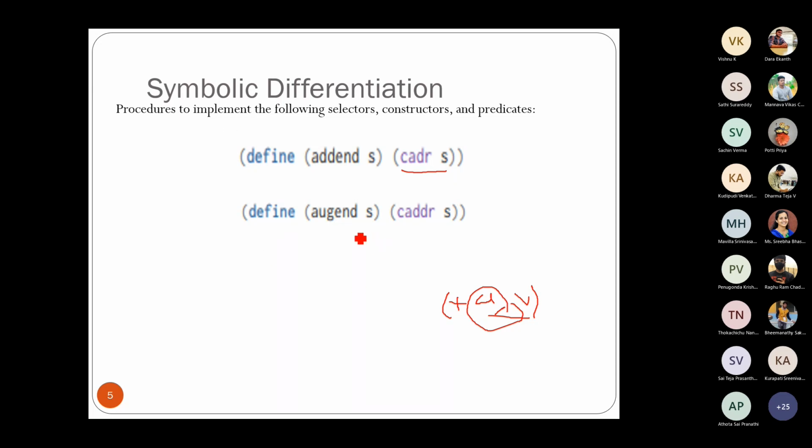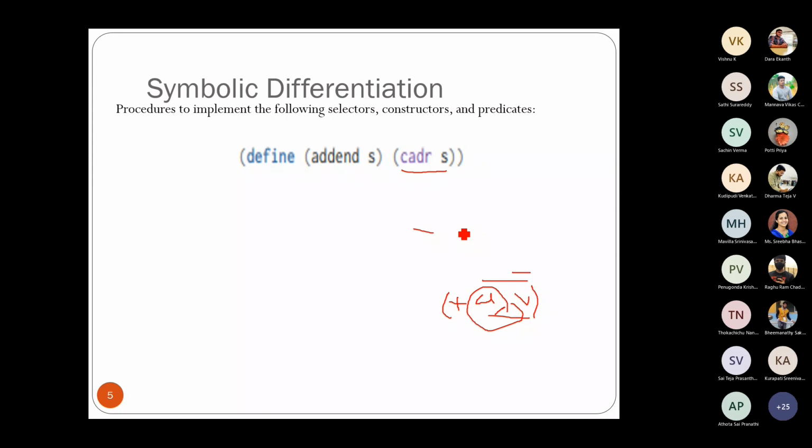Then how to extract the augend? Augend is the third part. So you have to apply the CDR first. CDR will give you u and v, and again apply CDR so that you will get v, right? And then apply car to retrieve only the symbol v. So that is what we have defined here. Understood? Addend and augend procedures are nothing but a combination of CDRs and cars.